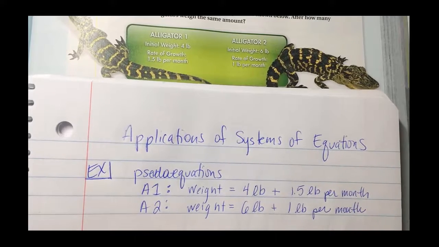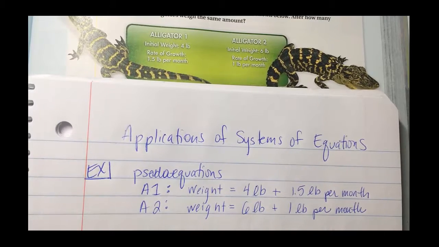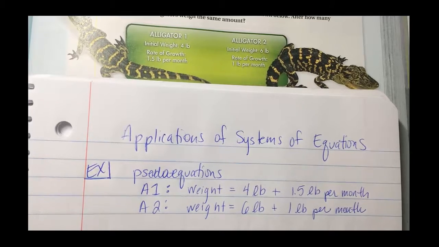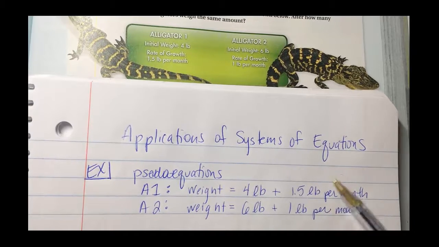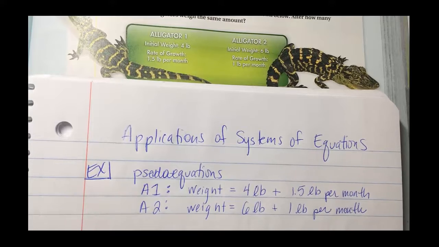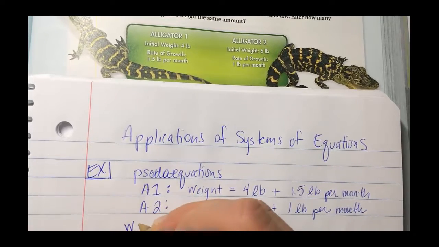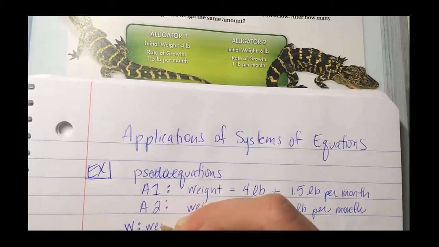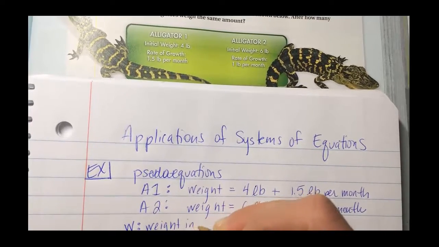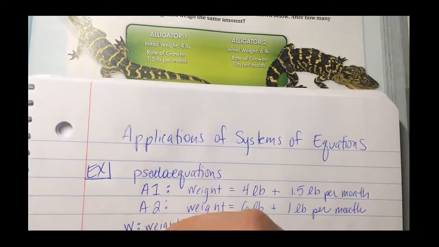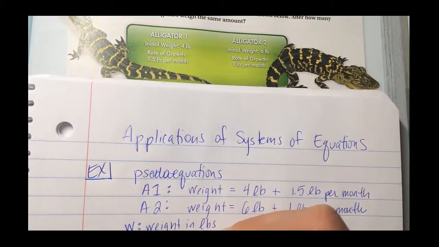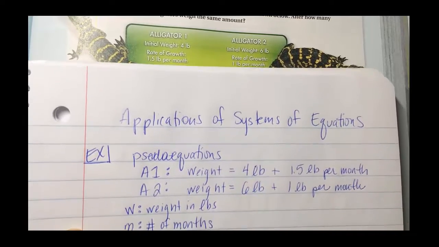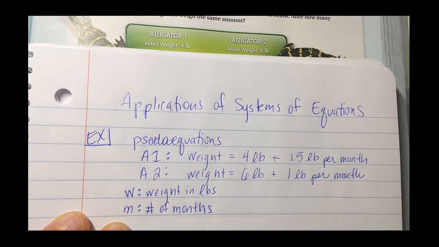Okay, so the things that we don't know in this equation are the final weight of each alligator and the number of months. So I'm going to use my variables to be those unknowns. So W is going to stand for weight in pounds, and M is going to stand for number of months. And just writing that down really helps me figure this out.